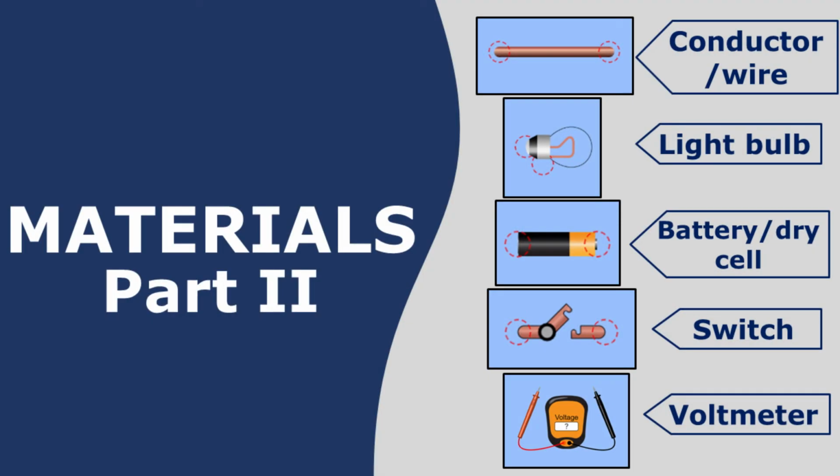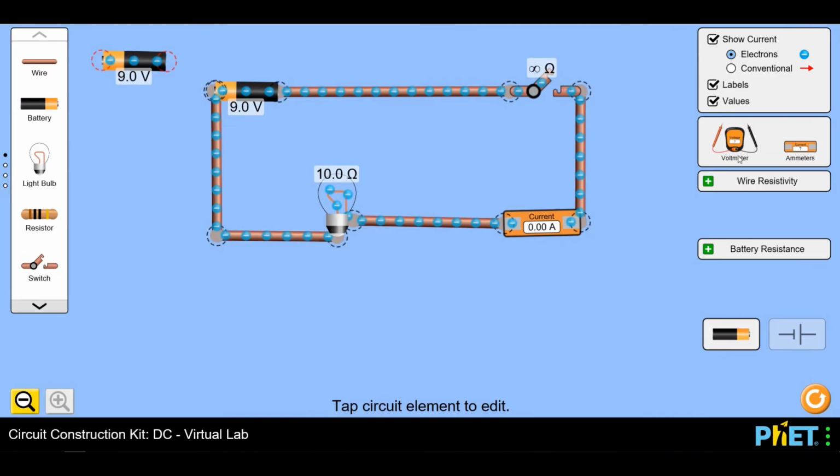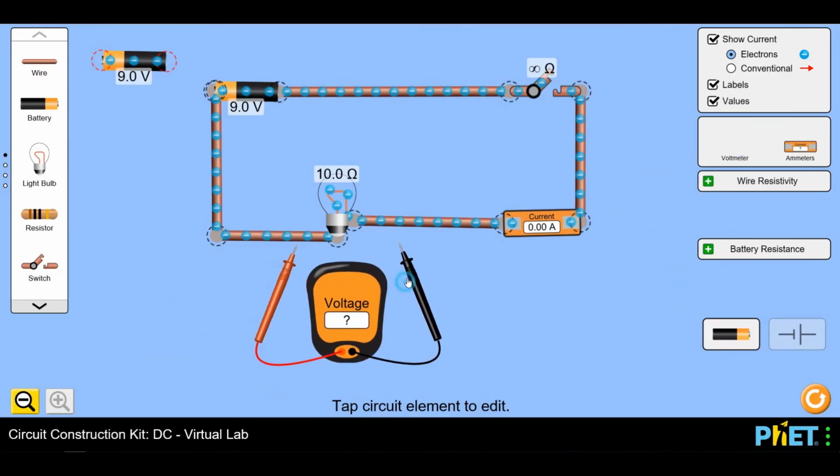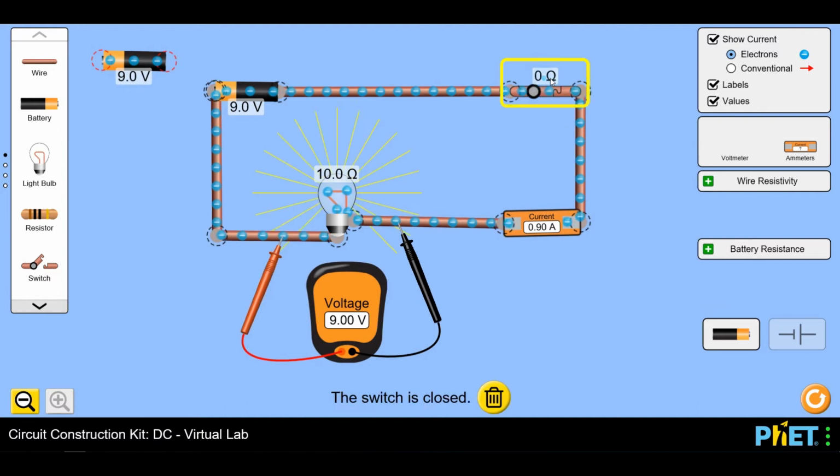For the second part, the materials that we're going to need are conductor or wire, light bulb, battery or dry cell, switch, voltmeter. Next, let's remove the second dry cell and connect a voltmeter to measure the voltage in the bulb. Close the circuit and please note the reading in the voltmeter.